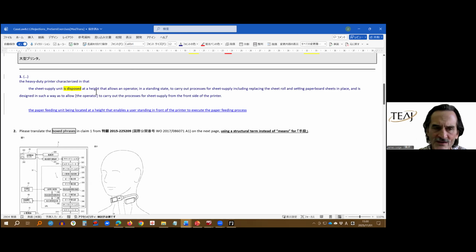to give a more helpful rejection, because this English says the paper feeding unit being located at a height. This is like an afterthought, a kind of a comment. It's sort of like a wherein phrase. And it's saying it's located at a height that enables the user. I just think this makes the problem worse. The problem is still here, but I think it's a little worse because of this English. That's my concluding opinion. Okay, well, that's all I'm going to say about Ex parte Miyazaki.